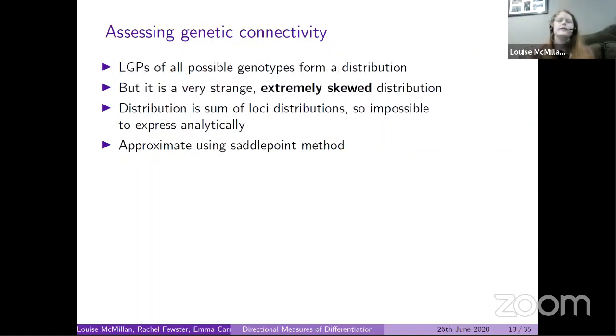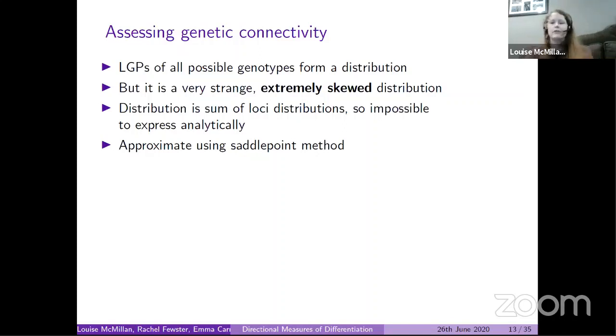And we can, except that this distribution that we're trying to characterize turns out to be quite awkward. For starters, it's the sum of the distributions at all the loci, which makes it difficult to express analytically. The worst bit is that it's really, really skewed. When I say it's really, really skewed, I mean that on the log scale, it's still incredibly skewed. It can cover hundreds of orders of magnitude. So it's the most skewed distribution you will probably ever encounter.